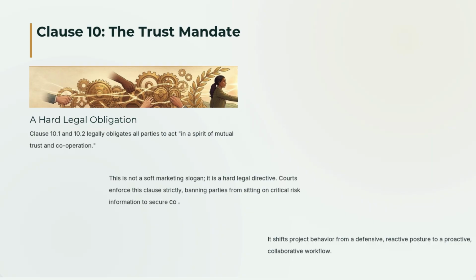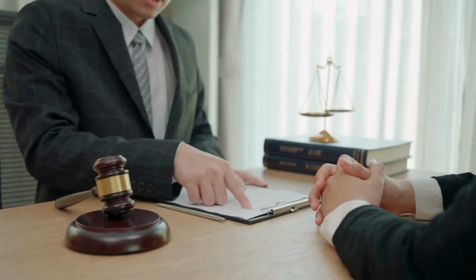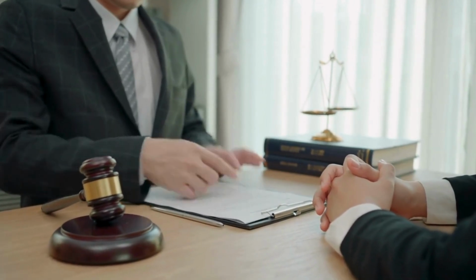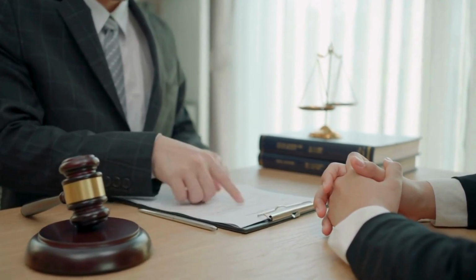Now, some people look at that and think, well, that sounds like a lovely, soft, fluffy corporate slogan. But make no mistake, in a court of law, this is a hard, binding legal obligation. It means you cannot sit on information to gain a commercial advantage. You cannot set traps for the other party.